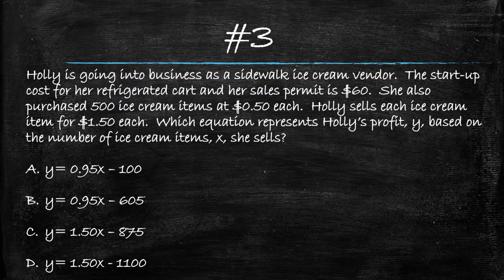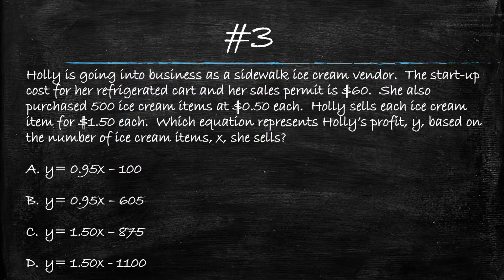Alright, so question number 3 states, Holly is going into business as a sidewalk ice cream vendor. The startup cost for a refrigerated cart and her sales permit is $600. She also purchased 500 ice cream items at 55 cents each. Holly sells each ice cream for $1.50 each. Which equation represents Holly's profit, Y, based on the number of ice cream items, X, she sells?